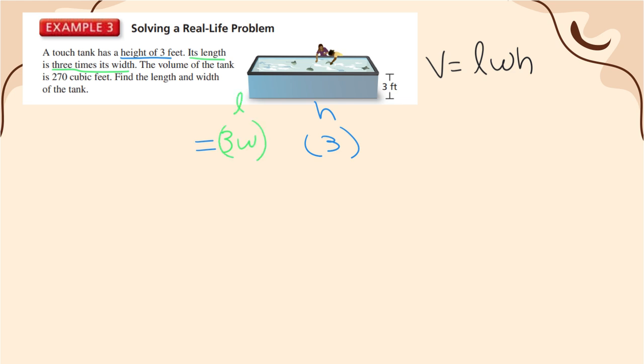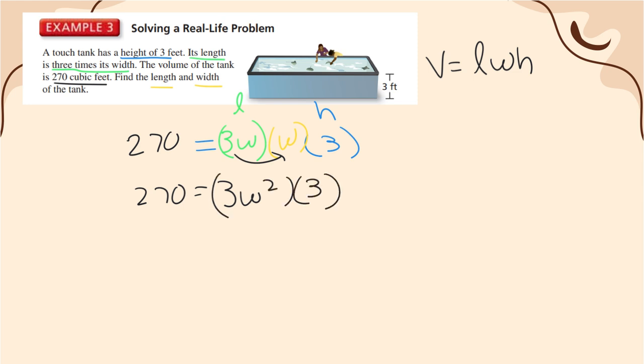We do not know the width because they're asking us to find length and width. So I'm going to solve for W. And we know that the entire volume is 270. So I'm going to start working this out, and I'm left with 270 equals 3 times W, which gives me 3W squared, times 3 for the height.